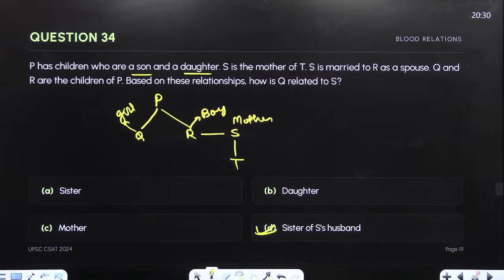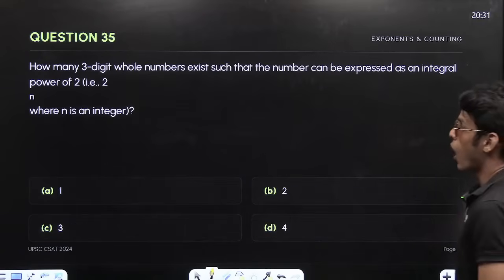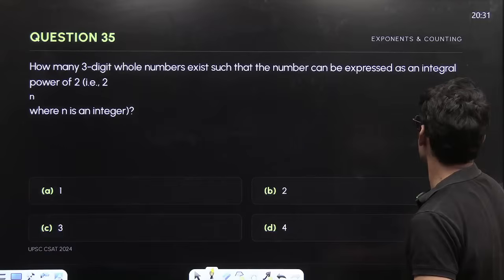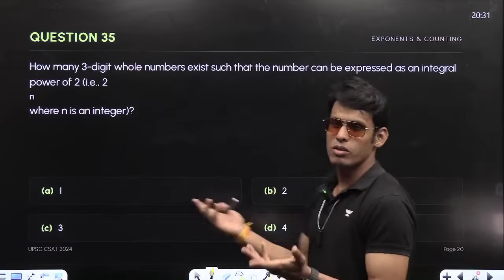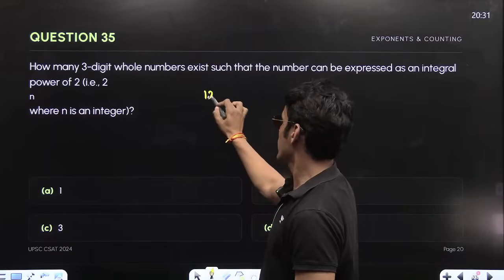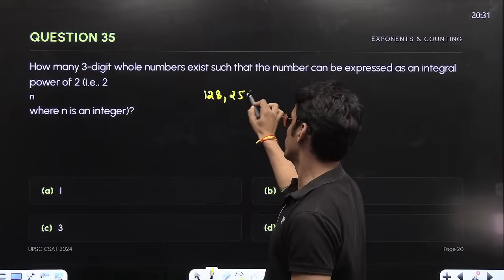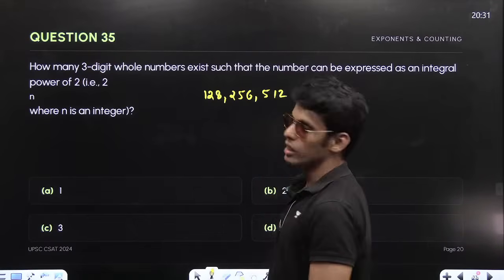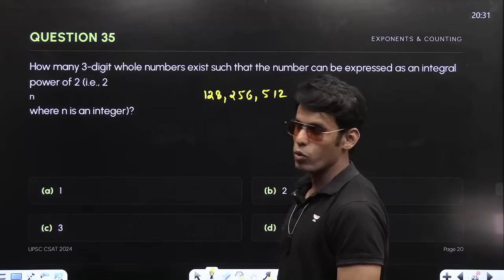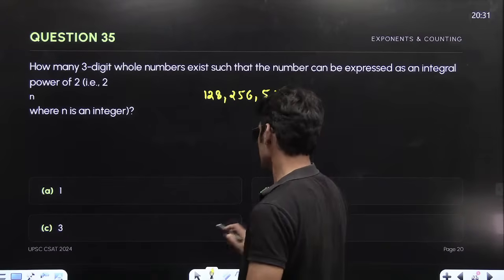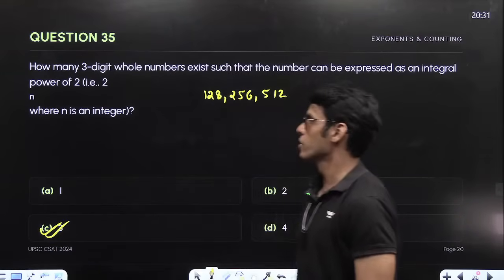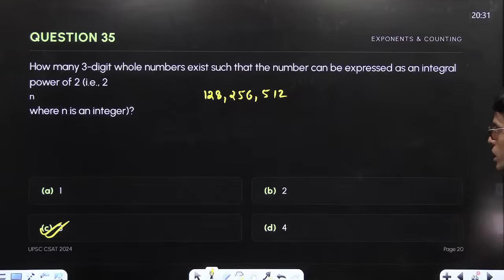No, it was written, 2-digit number was written in the paper, I saw. How many 3-digit whole numbers exist such that the numbers can be expressed as an integral power of 2? This was a very simple problem. 128, 256, 512, right? These are the only 3 integral powers of 2 which are 3-digit numbers. So 3 was the correct answer.